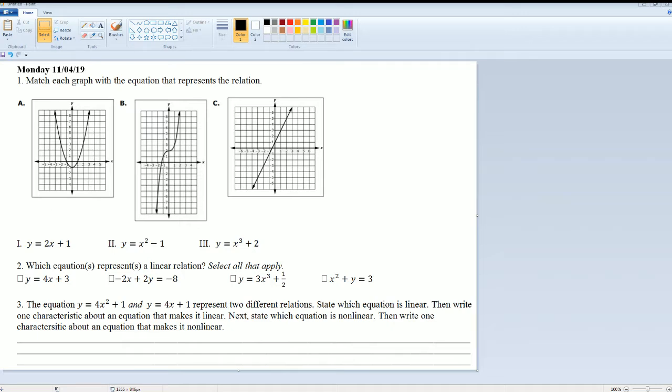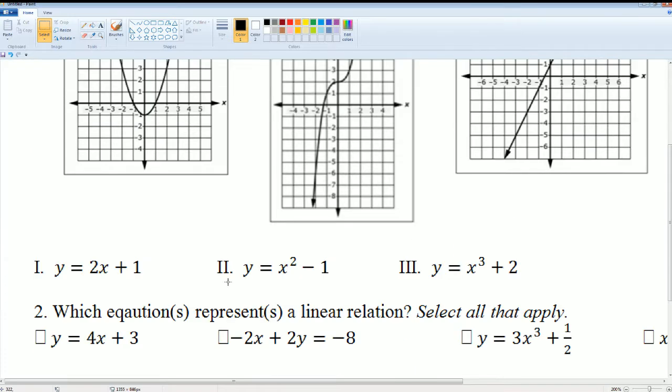Number 1, match each graph with the equation that represents the relation. Okay? So the relations that we have here are the following. y equals 2x plus 1, y equals x squared minus 1, and y equals x cubed plus 2. Okay, we want to look at some characteristics. y equals 2x plus 1. We want to look at the exponent above here. Okay, the exponent here is 1.